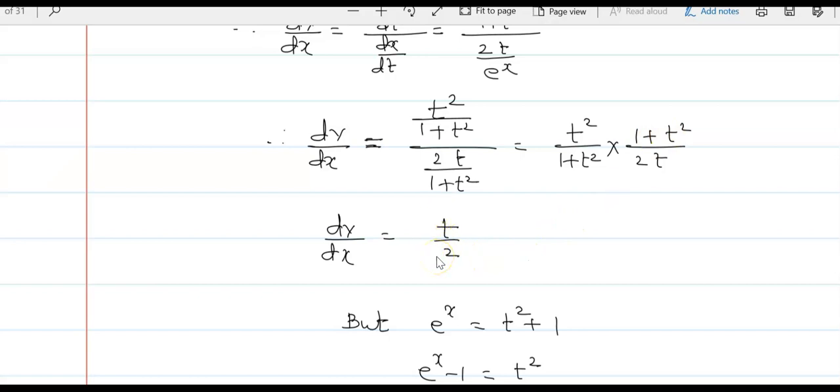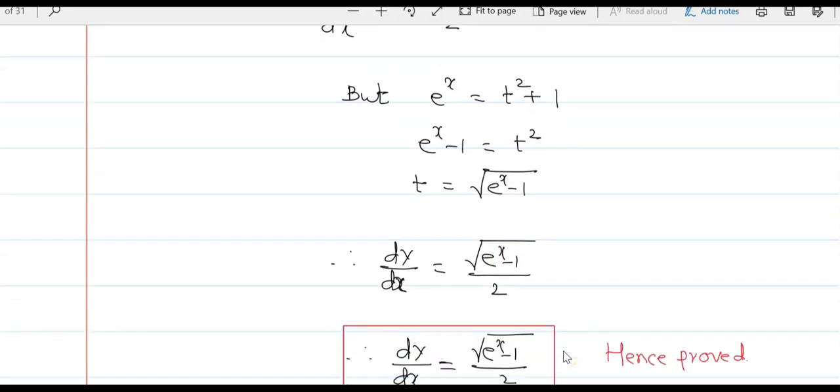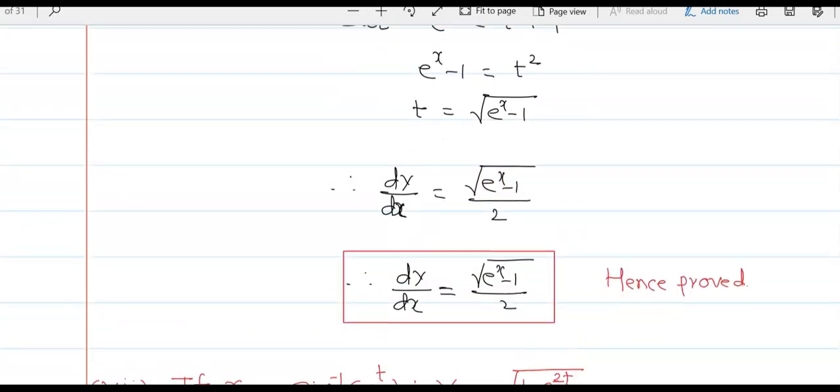But again, what is the value of t? The value of t we can find out by using e raised to x is equal to t square plus 1. That is e raised to x minus 1 is equal to t square. Therefore, t is equal to root of e raised to x minus 1. And that's why dy by dx is equal to t upon 2, and the value of t is root of e raised to x minus 1. Therefore, dy by dx is equal to root of e raised to x minus 1 upon 2. And hence, it is a proof.